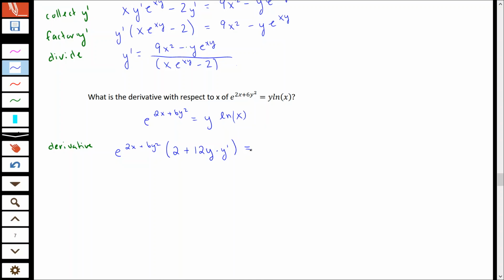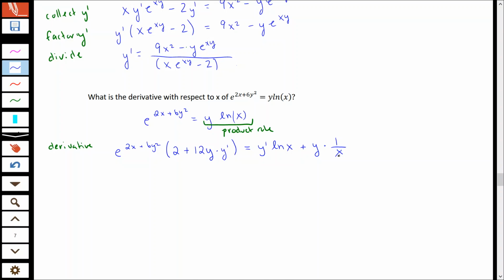On the right-hand side, we do have a product rule, right? Because we have two functions being multiplied together. This is our product rule. So the derivative of the first, the derivative of y is y prime. Keep the second. Plus, we're going to keep the first. Derivative of the second is 1 over x.